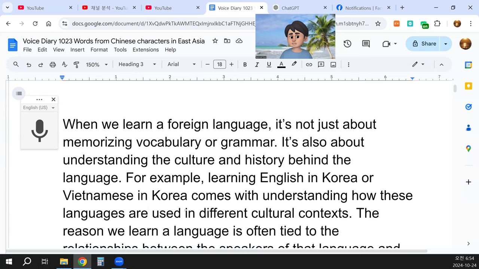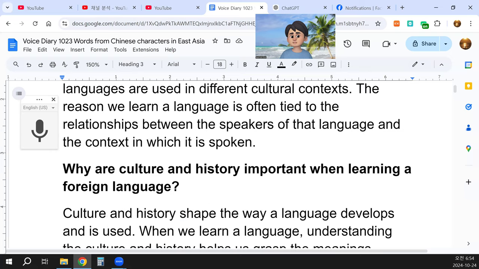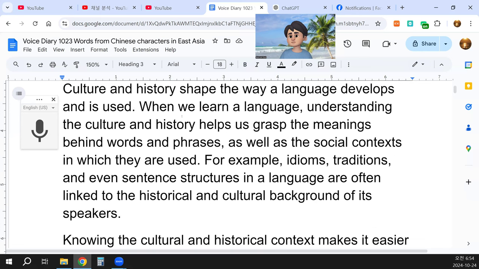When we learn a foreign language, it's not just about memorizing vocabulary or grammar. It's about understanding the culture and history behind the language. For example, learning English in Korea or Vietnamese in Korea comes with understanding how these languages are used in different cultural contexts. The reason we learn a language is often tied to the relationship between the speaker of that language and the context in which it is spoken. Why are culture and history important when we are learning a foreign language? Culture and history shape the way a language is developed and used. When we learn a language, understanding the culture and history helps us grasp the meaning behind words and phrases, as well as the social context in which they are used.